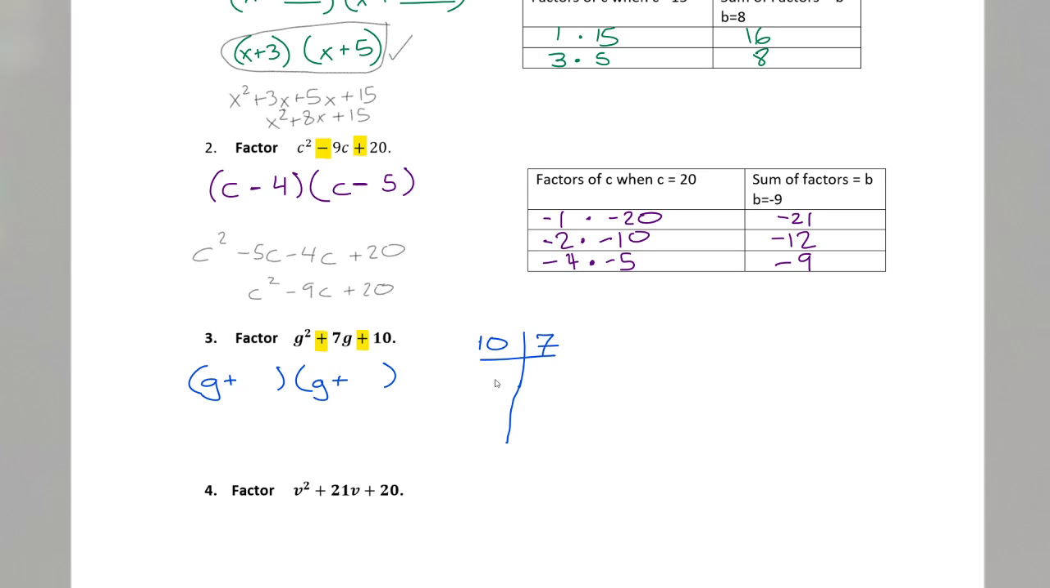So our factors of 10 are 1 and 10. But if we add those together, we get 11. We also have 2 times 5. And if we add those, we get 7. So our factors are 2 and 5. This would be our answer.